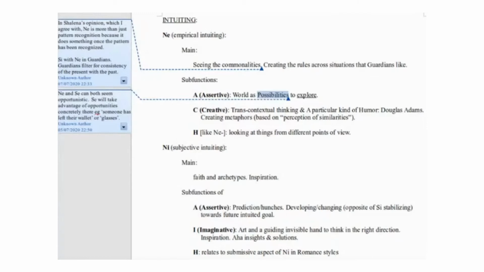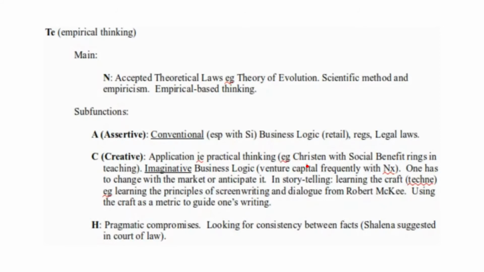Yeah, not much to say really. I think I struggle to think of subjective functions as assertive, but yeah, again, I like that, and I can see where it's going, and looking at this doesn't make me think there's a problem with this subfunctions idea, so it's good. TE, accepted theoretical laws, theory of evolution, scientific method, empiricism, empirical based thinking.